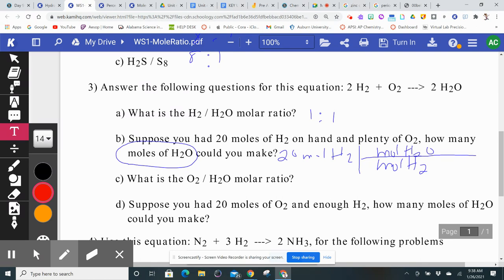So I have my units. My moles are canceling out, but I gotta have some numbers to go in there. So according to my ratio, how many moles of H2 are there for moles of water? What's my mole ratio? 1 to 1. 20 times 1 is 20. 20 divided by 1 is 20. So my answer, 20 moles.